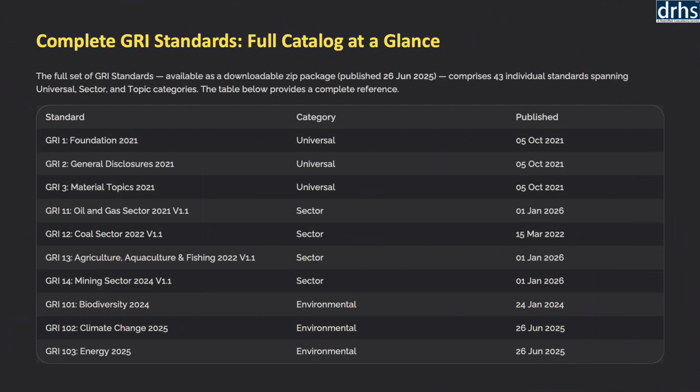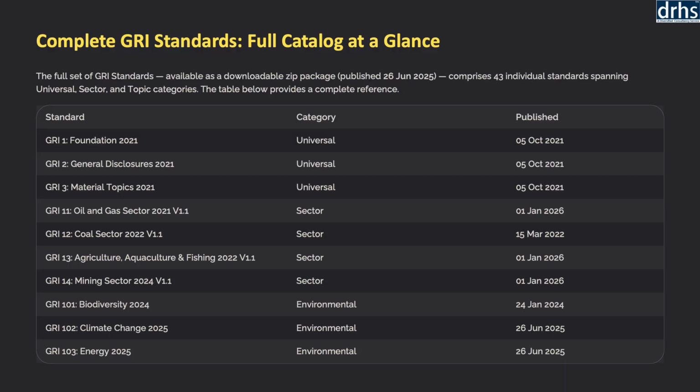Slide 20. Complete GRI Standards, Full Catalog at a Glance. The presentation of Complete GRI Standards, Full Catalog at a Glance offers a consolidated and structured overview of the entire GRI ecosystem, reflecting the framework's comprehensiveness, coherence, and global applicability. By organizing the standards into distinct categories, universal, sector, and topic-specific, it illustrates the modular architecture that underpins effective sustainability reporting. At the foundational level, the universal standards establish core principles, governance disclosures, and materiality guidance applicable to all organizations.